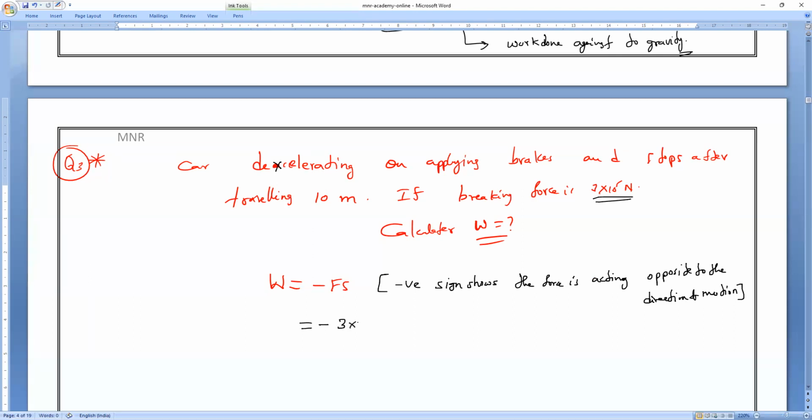So what is the force? 3 into 10 power 5 newtons, into displacement of 10 meters. So what is the answer? 3 into 10 power 5 times 10 is 10 power 6 newton meter, which is equal to 3 into 10 power 6 joules. Clear, everybody?